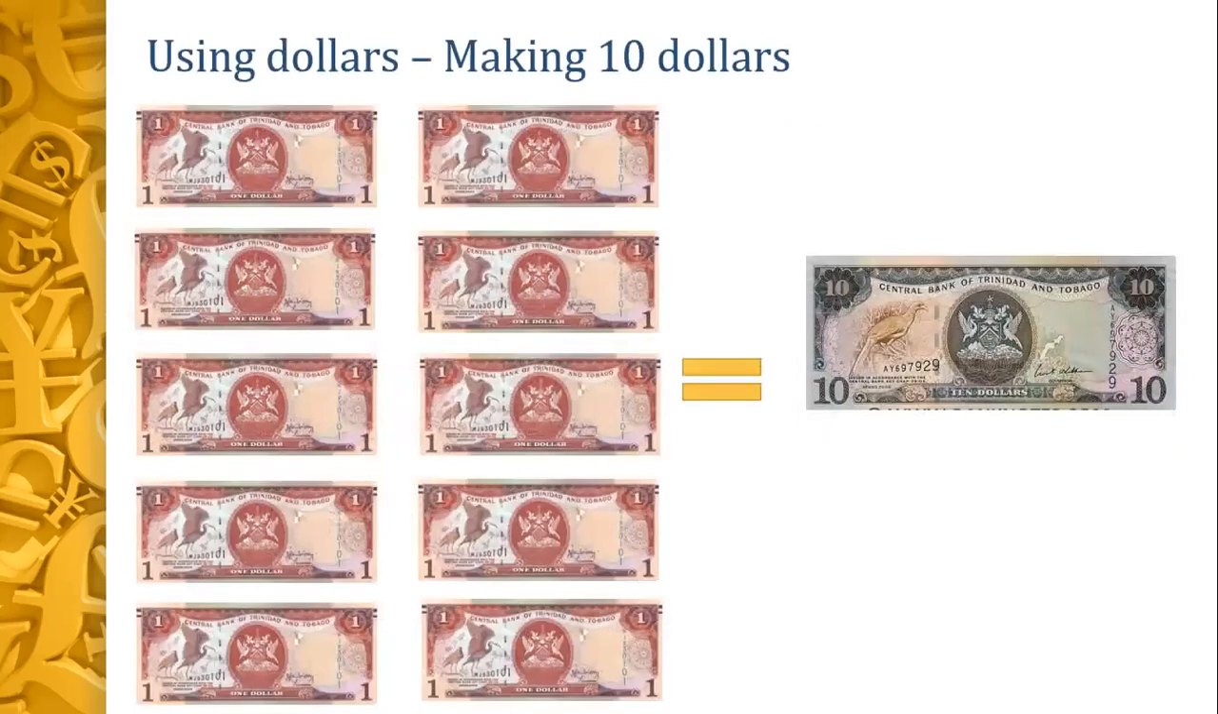Let's try making $10. 1, 2, 3, 4, 5, 6, 7, 8, 9, 10. Ten $1 bills are the same as one $10 bill. Two $5 bills are the same as one $10 bill because 5 and 5 makes 10. One $5 bill and five $1 bills also make $10. That's it for our lesson on money.